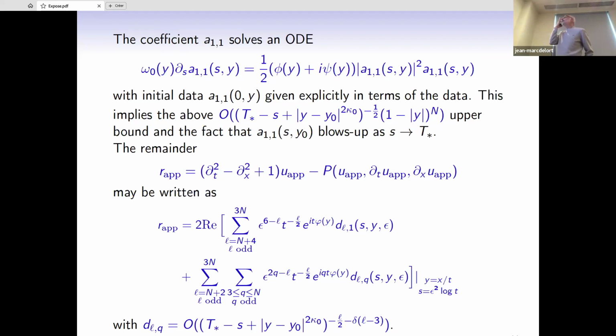And once you have constructed your A11, then the other coefficients that were appearing in the approximate solution may be constructed also by solving successively convenient ODEs, which contain in their source terms, for instance, this A11. So it is this A11 that drives everything.